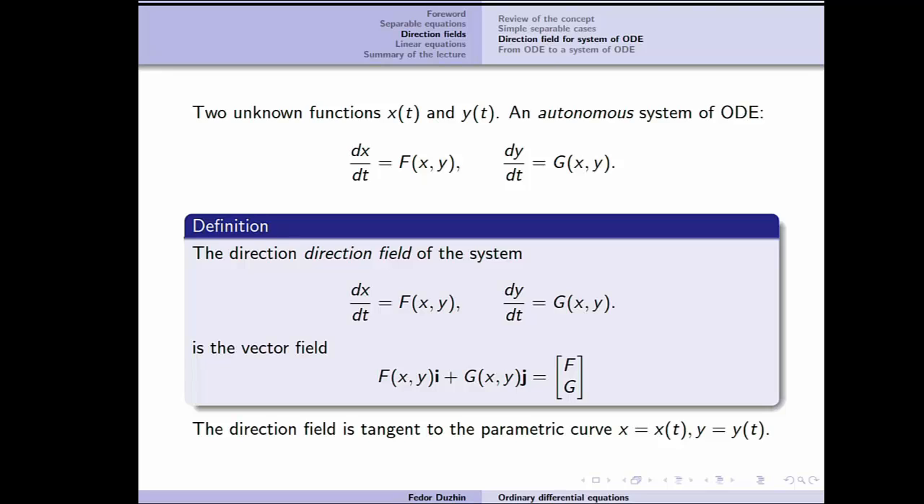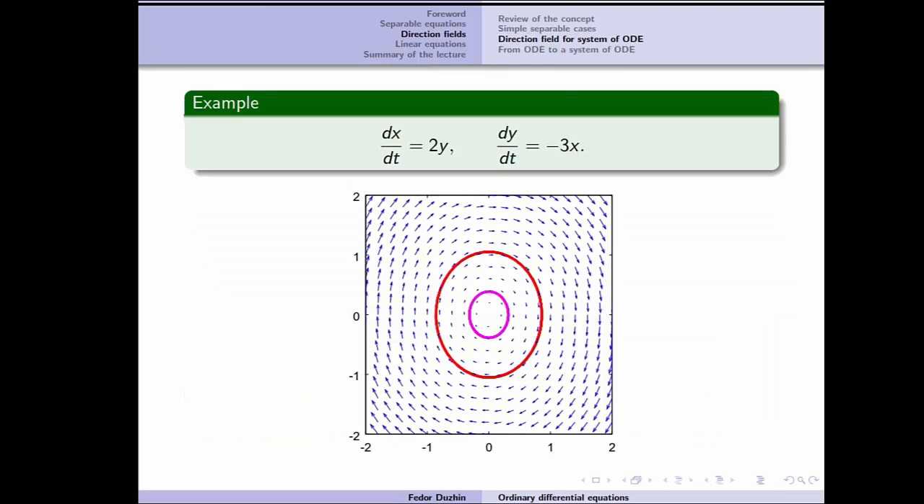Because of the same logic, if we plot the solution as a parametric curve on the plane xy, then the direction field at every point is going to be tangent to the parametric curve. Right, so here is an example.